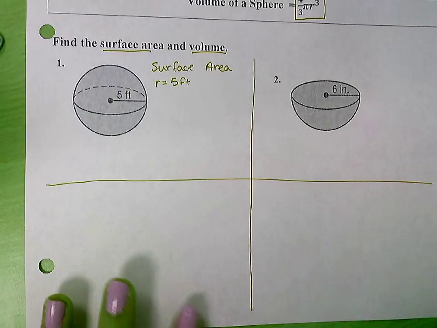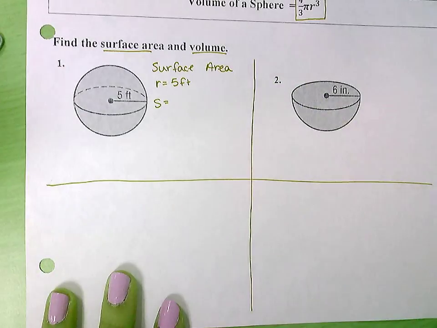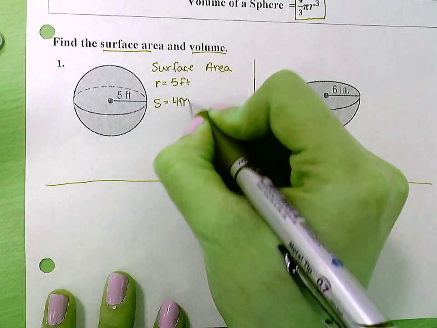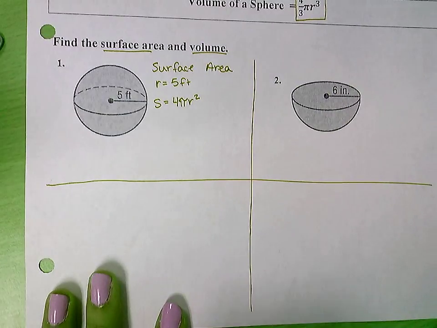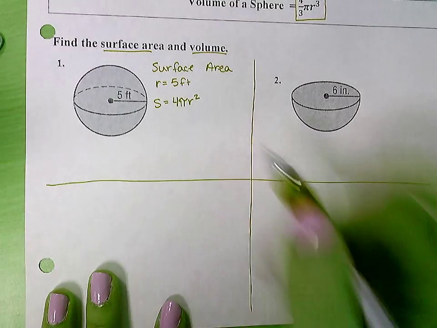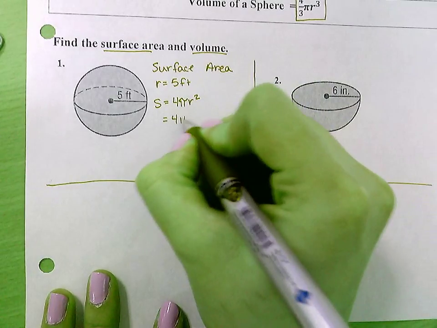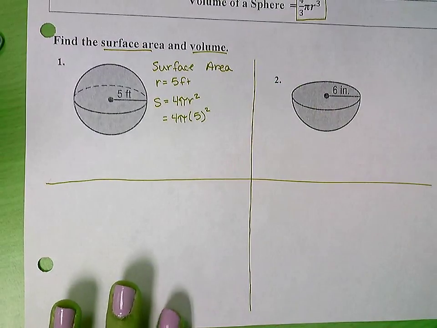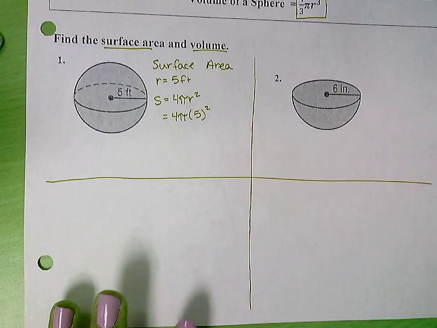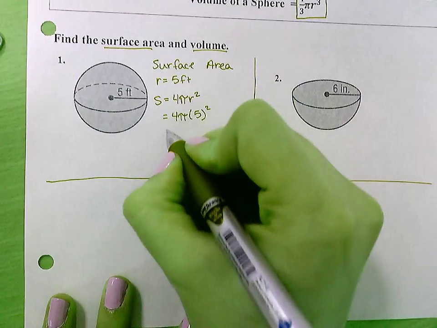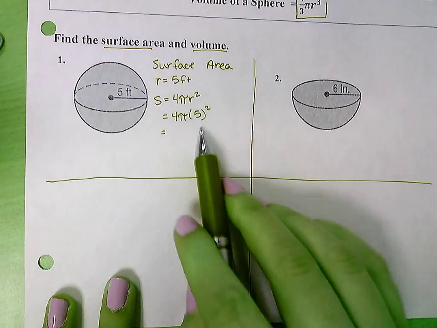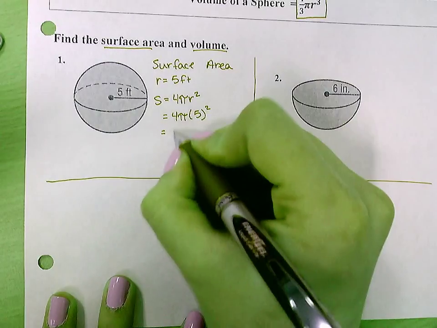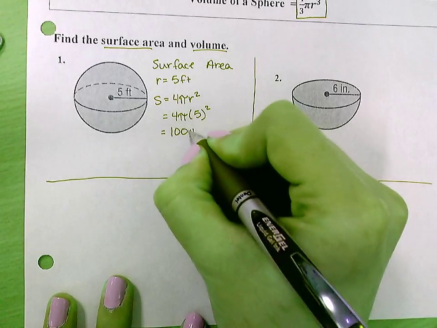So I can use that and the surface area formula for a sphere, which is 4 pi r squared. Okay, and I can plug in 5 for r. So we have 4 pi times 5 squared. Okay, so if I square 5, get 25 times 4 is 100 pi.